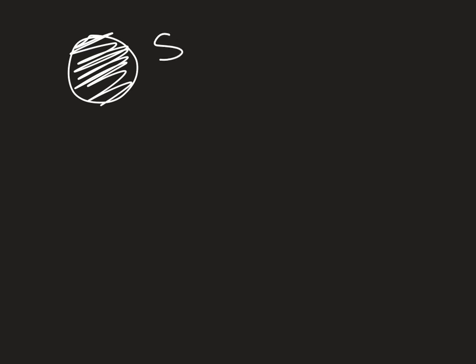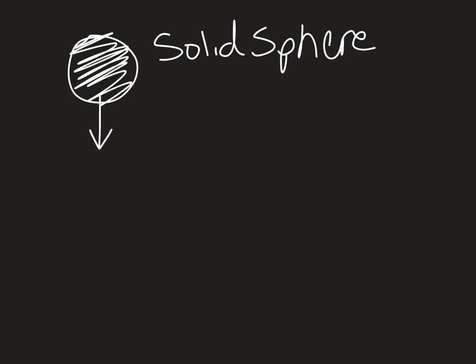For our first practice problem, you have a solid 5 Newton globe. We can think of a globe as being a solid sphere. So it has a weight of 5 newtons. It has a radius of 0.5 meters.